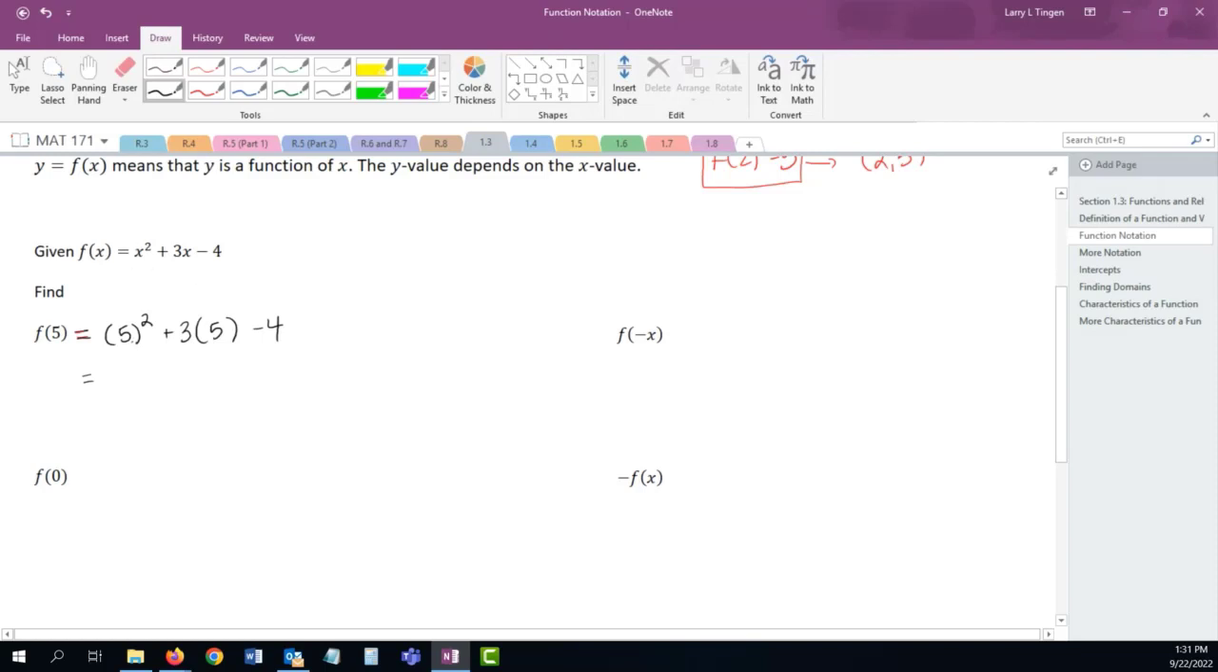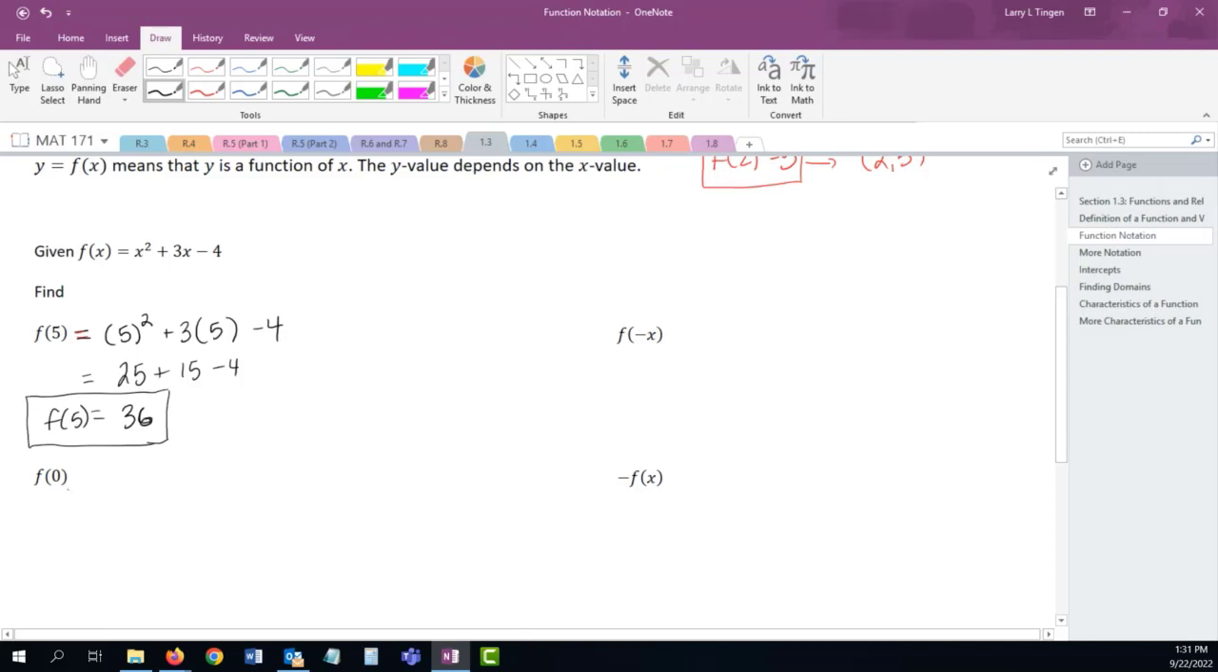So anytime I swap out x for a variable or a variable for a constant, I always write it in parentheses. And now I have 5 squared, which is 25. I have 3 times 5, which is 15, minus 4. So that's 25 plus 15 minus 4. 25 plus 15 is 40. 40 minus 4 is 36. And then there's my answer.